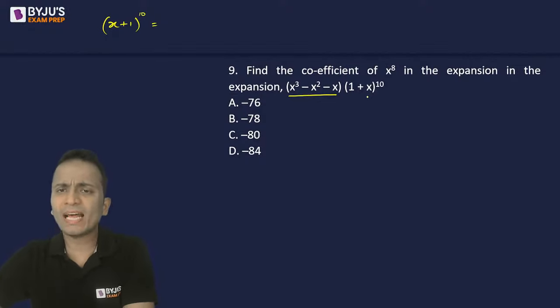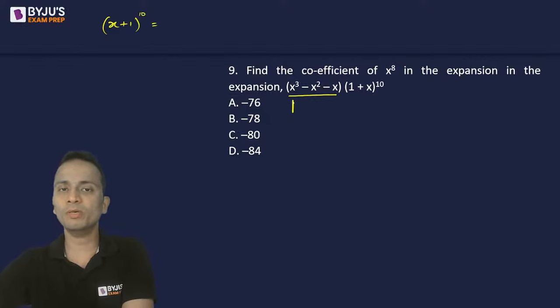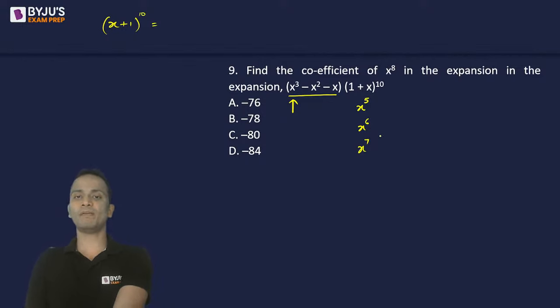probably, I'll say, more than one term in which we have x raised to the power 8. Now, when x cube is multiplied by a term here for which the power of x is 5, x cube into x raised to the power 5 will become x raised to the power 8. Similarly, x square into x raised to the power 6 will give me x raised to the power 8. And x multiplied by x raised to the power 7 will give me x raised to the power 8.